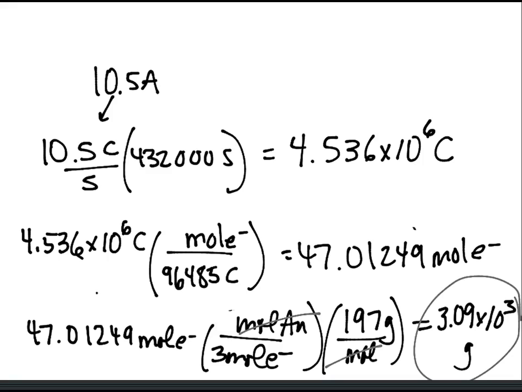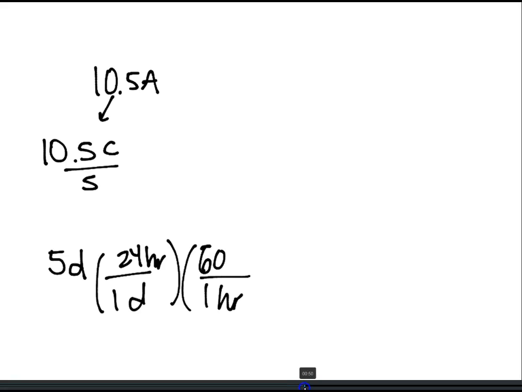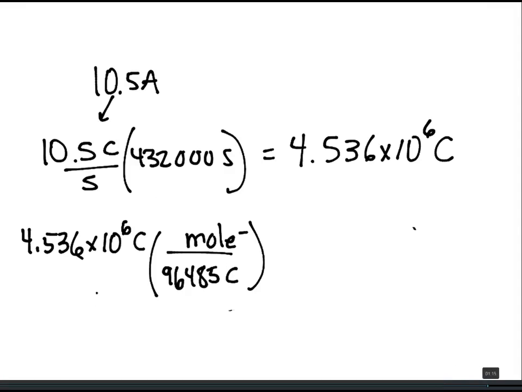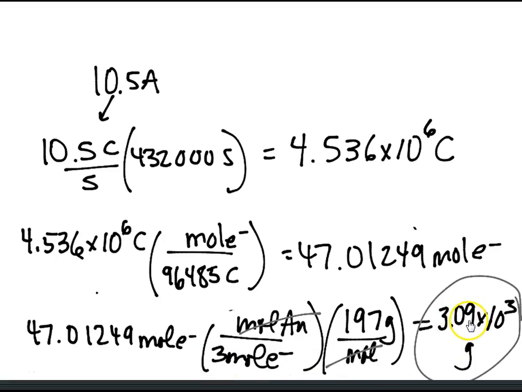Significant figures: you're given 10.5 amps, which has 3 sig figs. What was the time? Was that 5.0 days? Shoot. My sig figs might be wrong there, because it depends on however many days you were given. If that was 5.0, then this should really be 3.1 kilograms. But I erased it, sorry. It is definitely 5.0 days. I just checked the problem. So this should really be 3.1 times 10 to the 3 grams. It should really be 2 sig figs here.